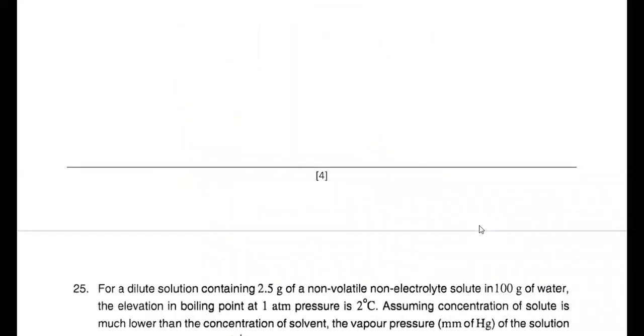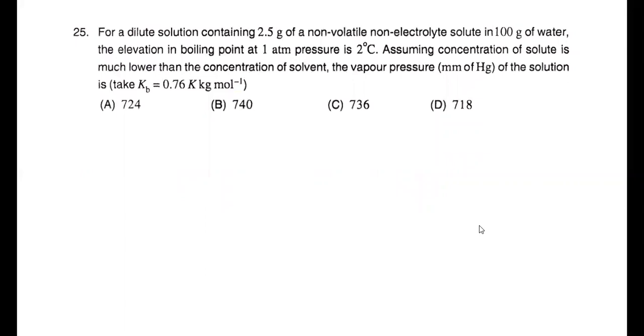Then question number 25. It's given for a dilute solution containing 2.5 gram of a non-volatile non-electrolyte solute in 100 gram of water, the elevation in boiling point at 1 atmosphere pressure is 2 degrees Celsius. Assume that the concentration of solute is much lower than the concentration of the solvent. The vapor pressure of the solution is. So basically it is a question on colligative property. First apply the elevation in boiling point formula, delta Tb equal to Kb into m. So delta Tb is given as 2, Kb is 0.76.